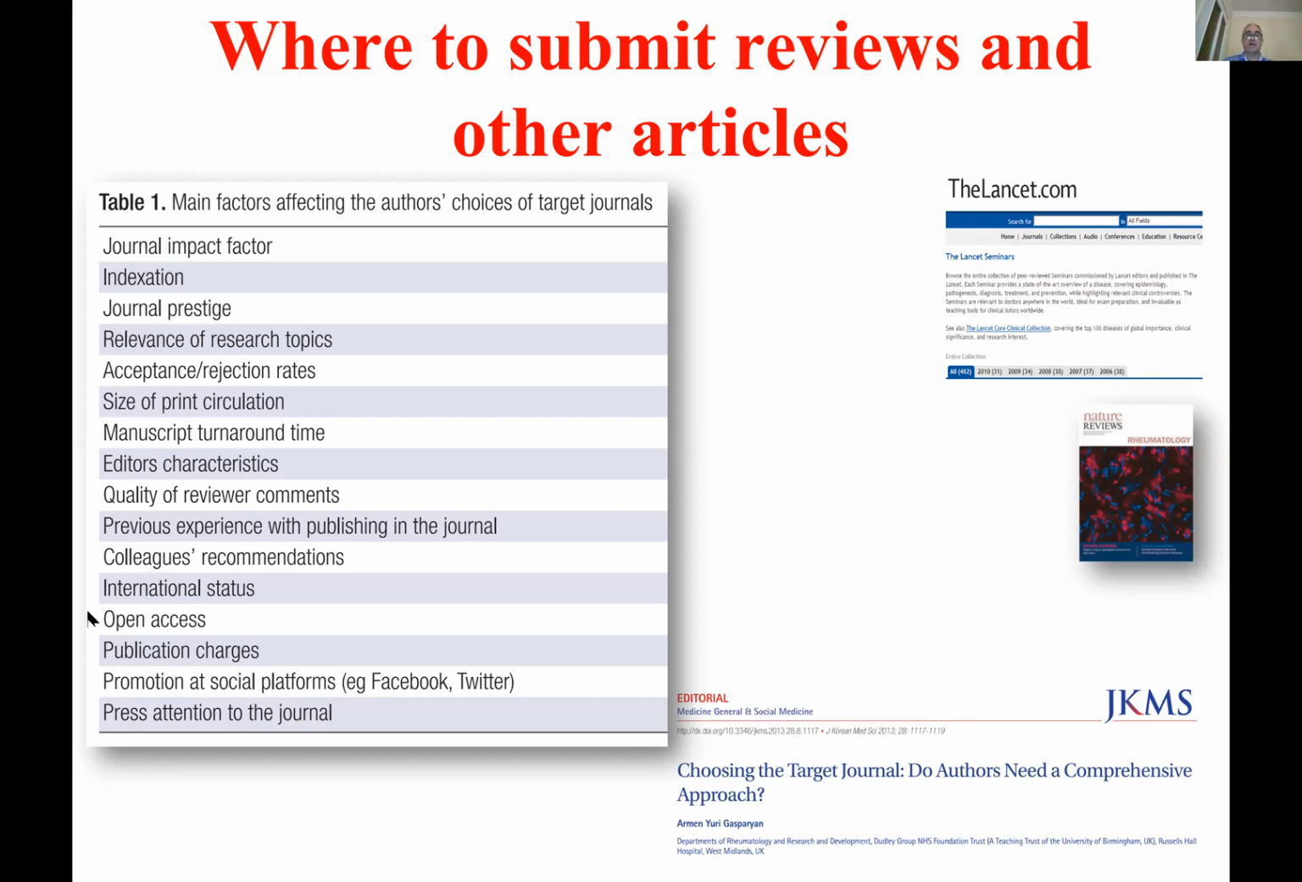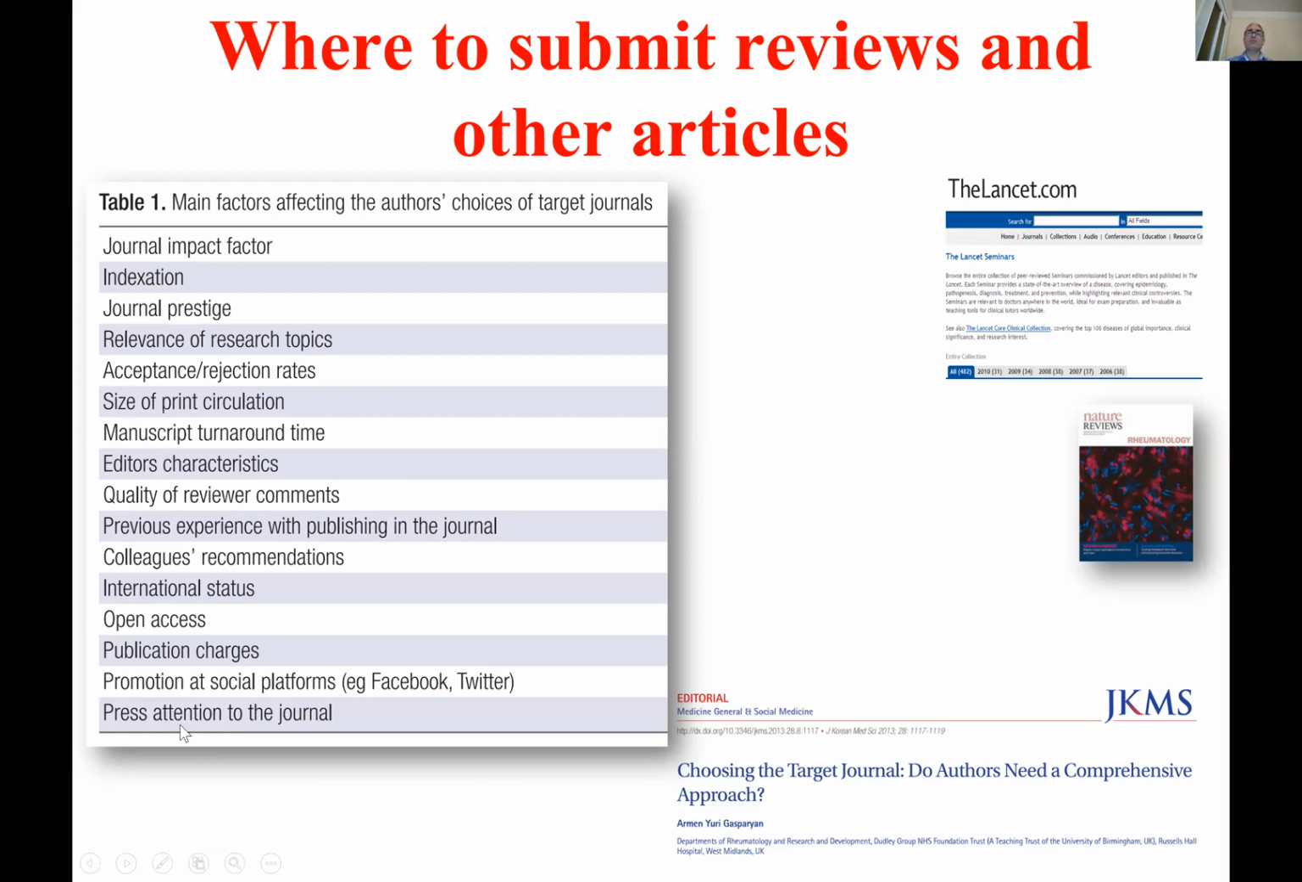other factors. And we should also pay attention to whether the journal publishes articles in open access or not, or whether it's gold open access or diamond open access. Gold means authors or their institution should pay high publication charges.